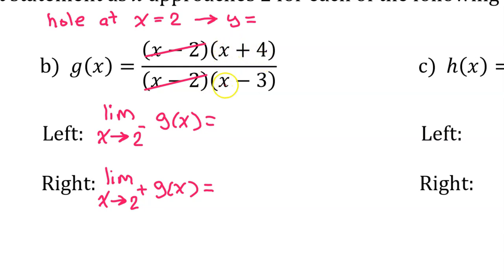So if we plug in 2 here and here, we're going to get 2 plus 4, which is 6, and then 2 minus 3, which is negative 1. So that y value is negative 6. And that is the limit from the left and the limit from the right.